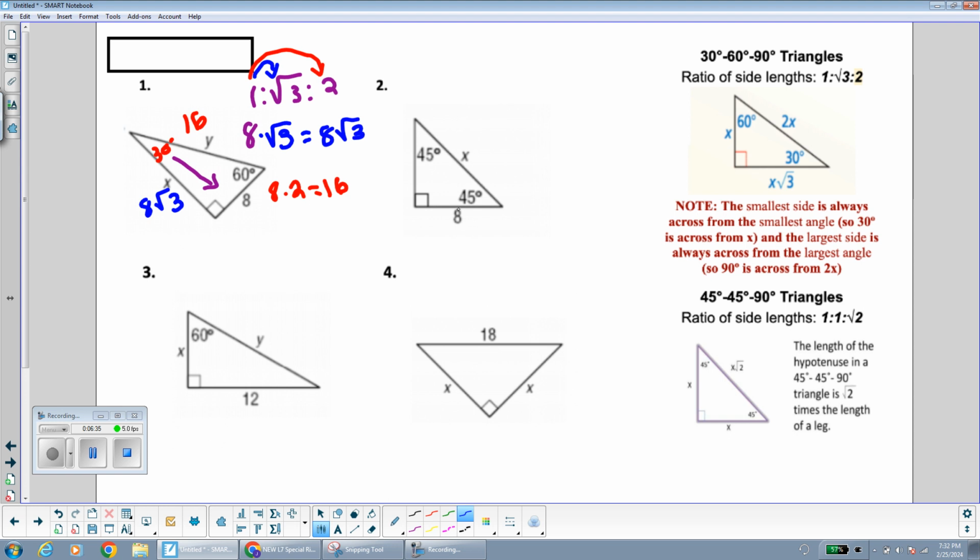What I have here is one of the legs because it's across from one of the 45-degree angles. And what I need to find is the hypotenuse. According to the ratio 1 to radical 2, if I'm going from one of the legs to the hypotenuse, I'm going bigger, so I'm going to be multiplying, and I'm going to multiply by radical 2. So 8 times radical 2 is 8 radical 2.